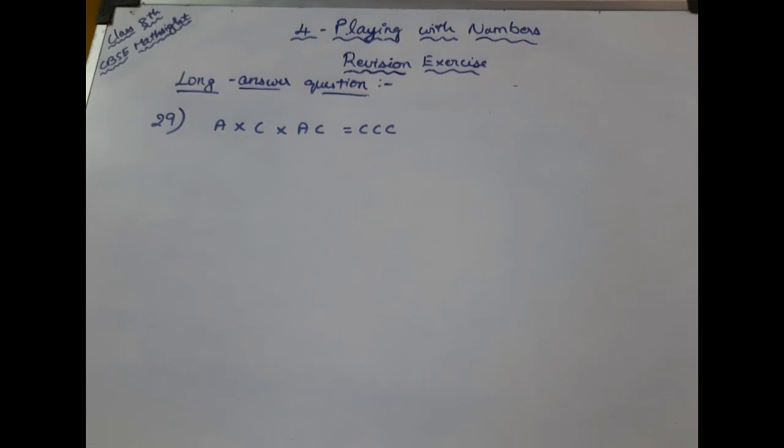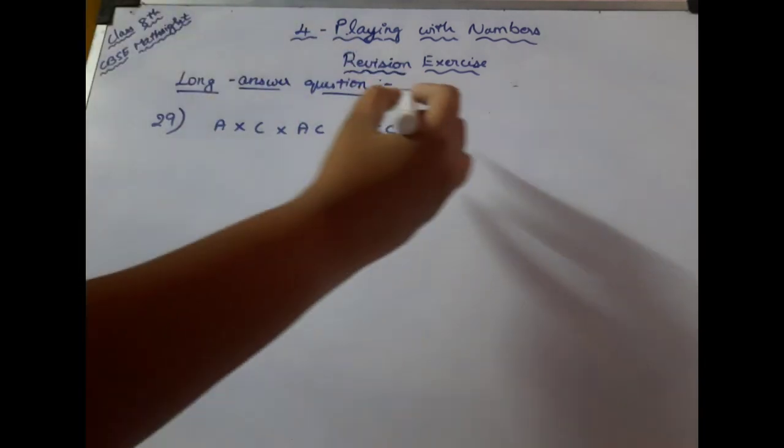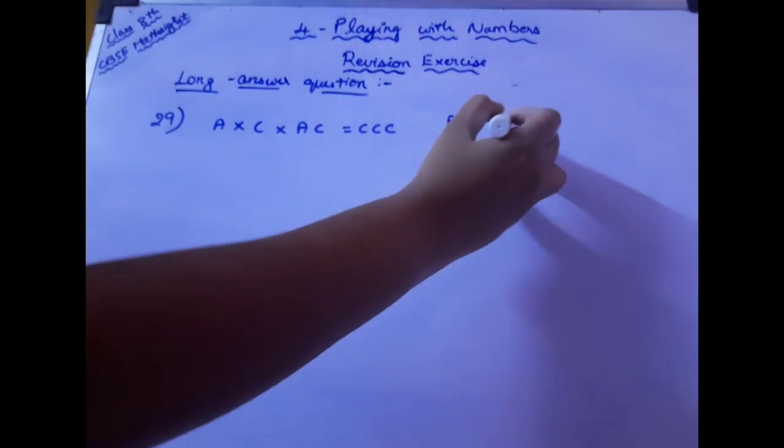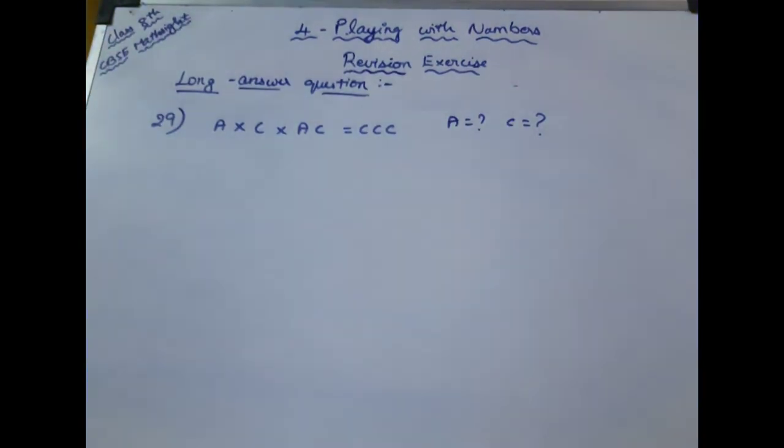We are going to see the 29th sum. Choose a digit from 1 to 9 for A and C. So we have to find out what will be the value of A and what will be the value of C, where the letters A and C stand for different digits. So A and C is not the same value. It should be a different value.